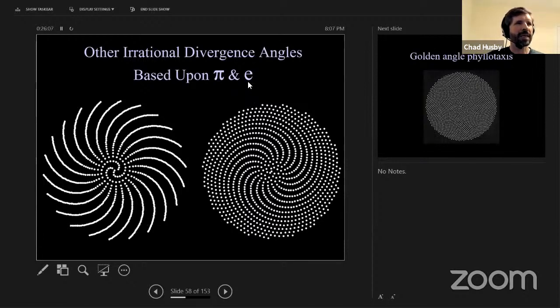And then if you use e, Euler's constant, which is very important in calculus and mathematics, you get spokes that are much more curvy, and they don't tend to just all jam together along the spokes. They kind of do a little bit, and then they spread out, and you get a more even pattern of packing of all these little structures.